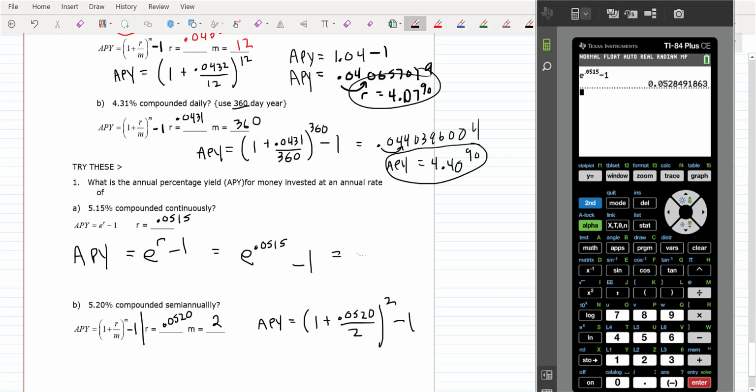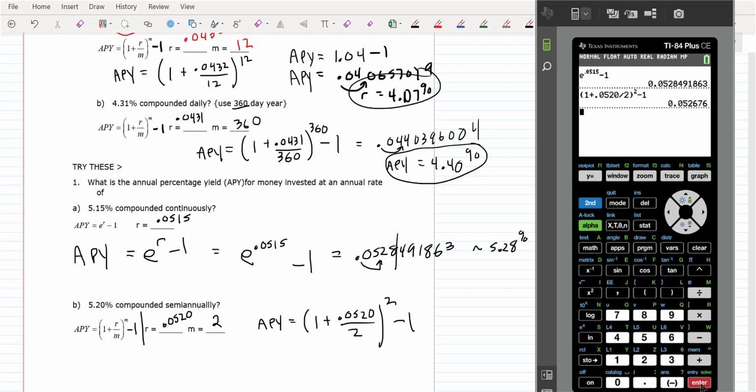So that ends up giving you 0.0528. Again, I'm just going to round these usually to like 2 decimal places. So you can move that over, and then that would end up giving about 5.28% for your annual percent yield. Okay. And then the next one, just put it in exactly the way it is. 1 plus the rate, 0.0520, divided by 2 for semi-annually. Raise that to the second power. And then out of the exponent, minus 1 like that.